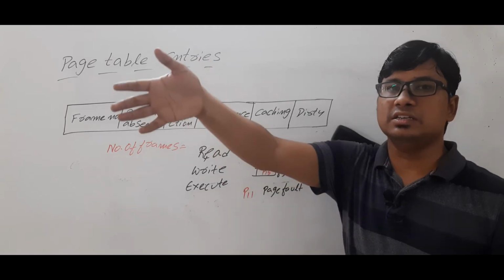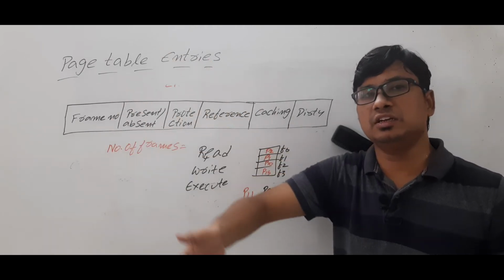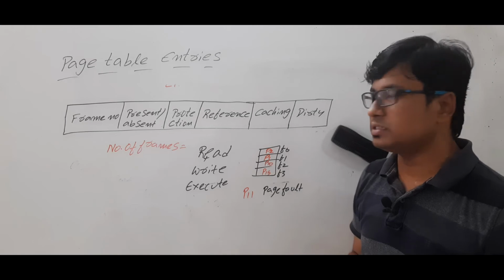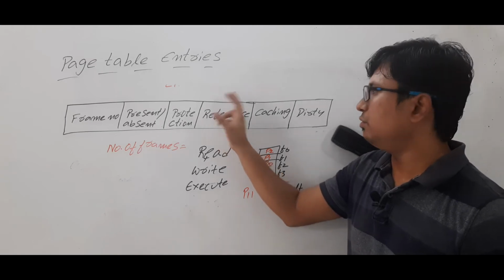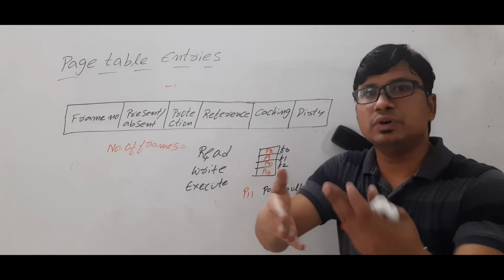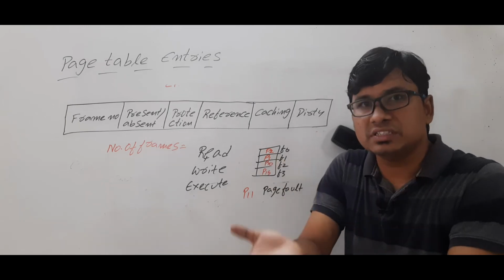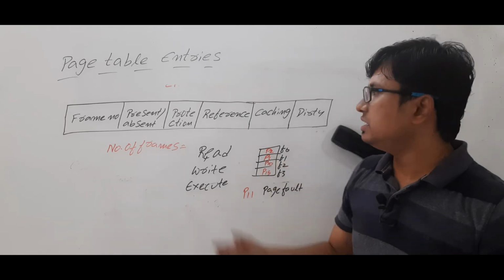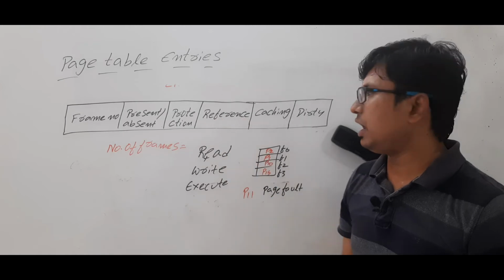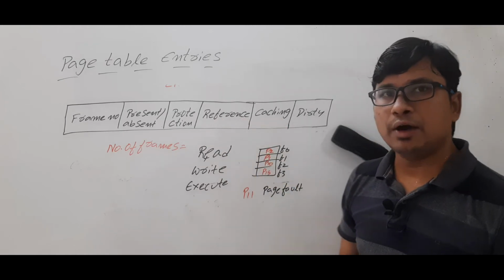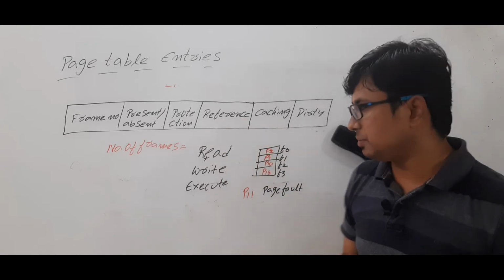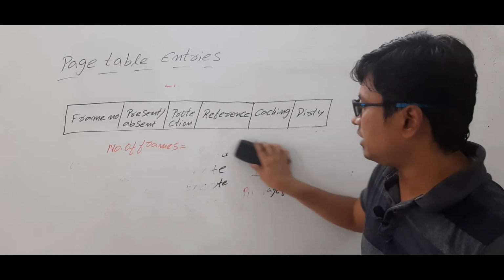So whichever page is least recently used, that one we will replace. To know that, we will have the reference bit: when it was least recently referred, and how many times it was referred. Is it clear? For that purpose, we will have this information. And then we have the caching enabled or disabled bit. What is the purpose of this one? I will discuss it for you.